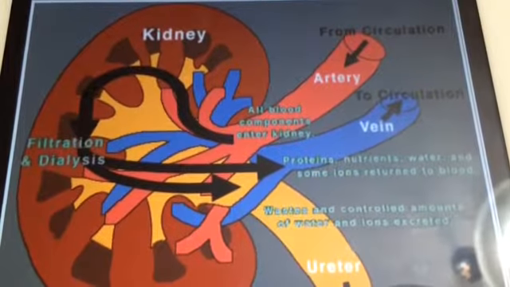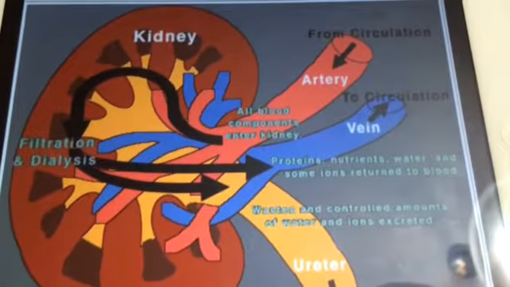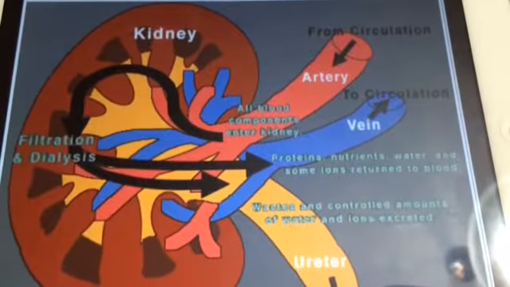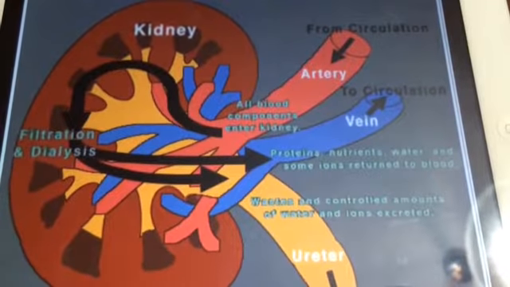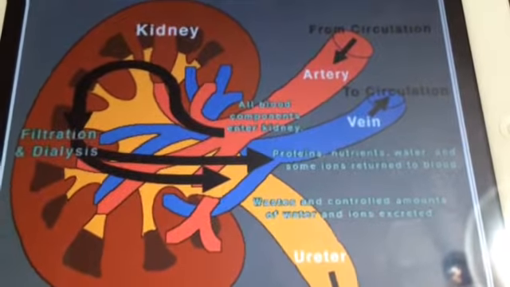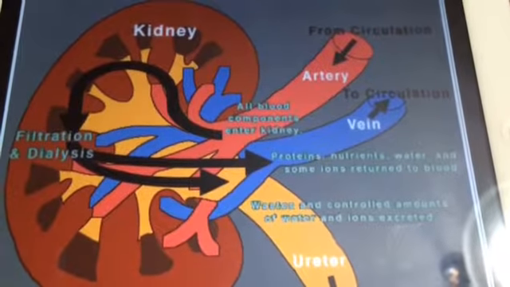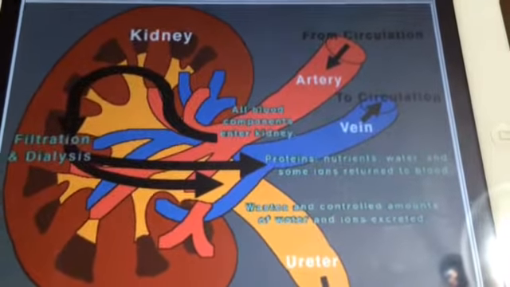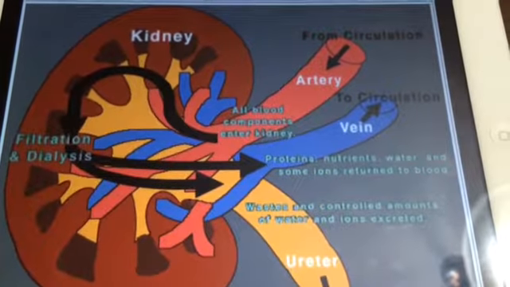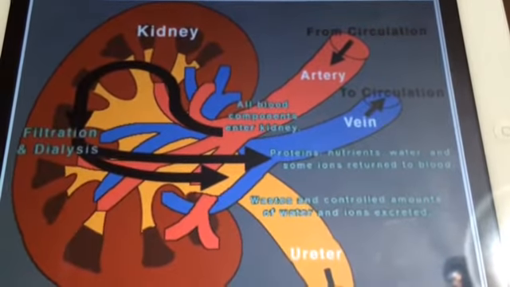We're just gonna go through this real quick. In the myogenic mechanism, an increase in pressure causes the blood vessel walls to stretch and opens stretch-activated cation channels in smooth muscle cells, and vice versa for whenever the pressure decreases.